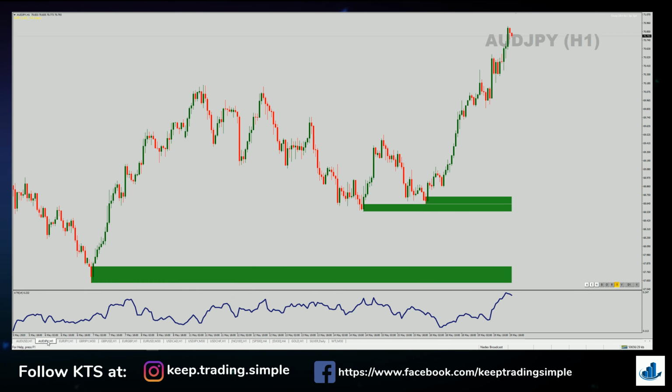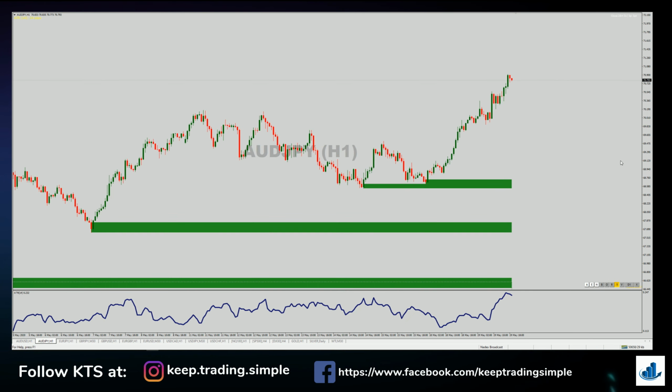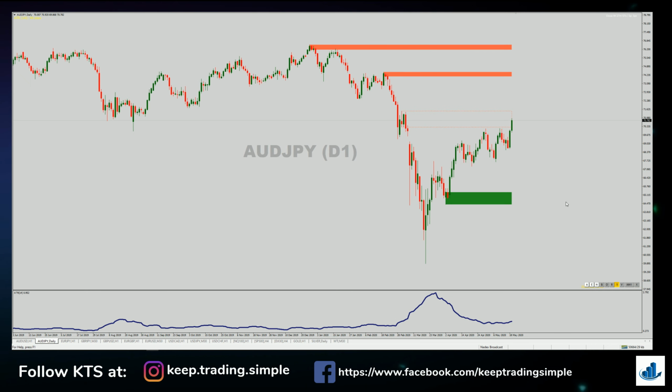Now, Aussie Yen is another great pair that's been fun. You can see Aussie Yen, since Sunday, this thing has just taken off. It's been a great pusher, right? Now, it is pushing into, I don't need monthly levels. There we go. All right.